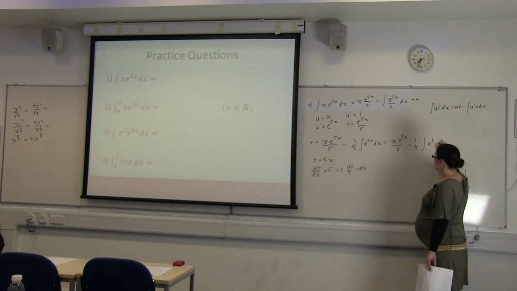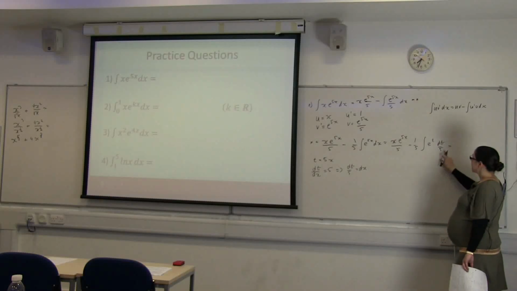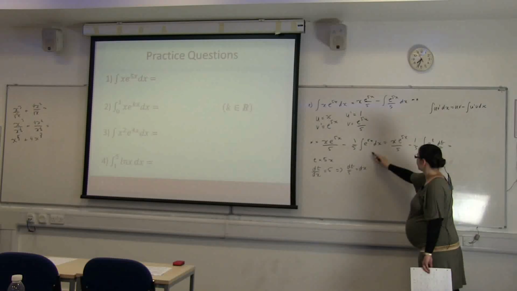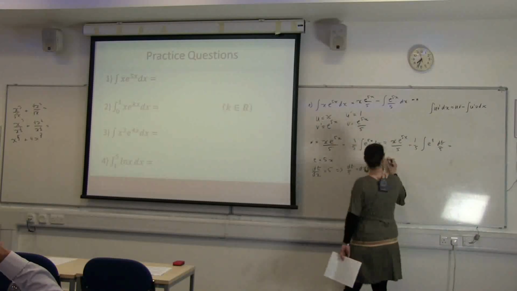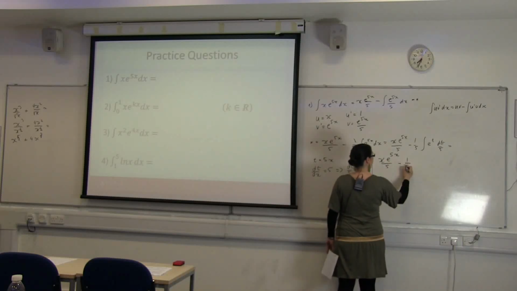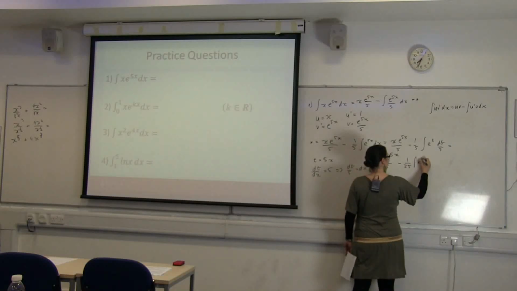That is e to the t dt over 5. So again, I can bring the 5 out. x e to the 5x over 5 minus 1 over 25, because 5 times 5 gives me 25, integral e to the t dt.